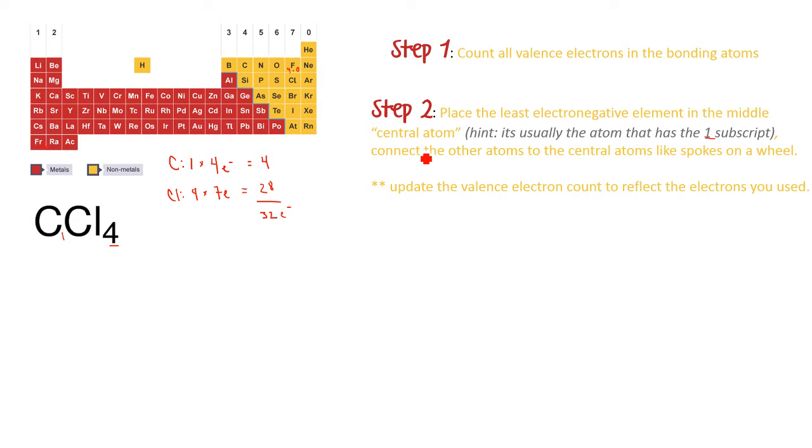We're going to then connect the other atoms to the central atom like spokes on a wheel. So if I were to do that over here, this is what's known as the skeletal structure step. So we're going to draw the skeleton right now. And that means we're not going to put any electrons, any dots on this Lewis dot structure. So I'm going to put carbon in the middle. I'm going to attach 4 chlorine.